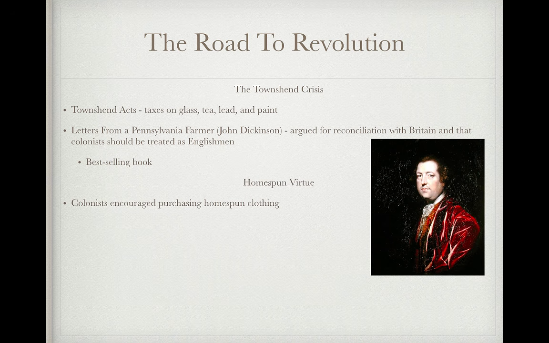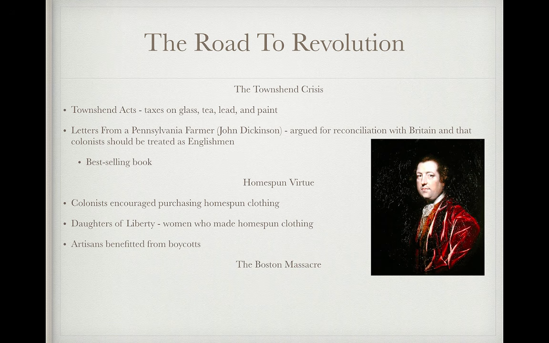Many colonists encouraged purchasing of homespun clothing, or clothing that is made in the United States, as a way of boycotting British-made goods. Daughters of Liberty were women who made homespun clothing and became very helpful in this movement. And artisans benefited greatly from the boycotts because their products were now being bought instead of British ones.